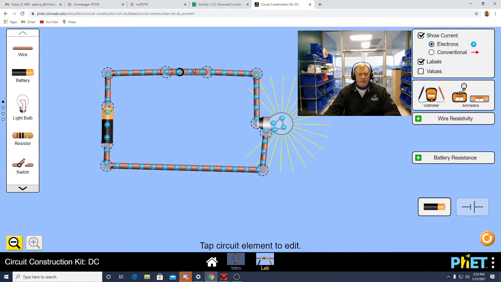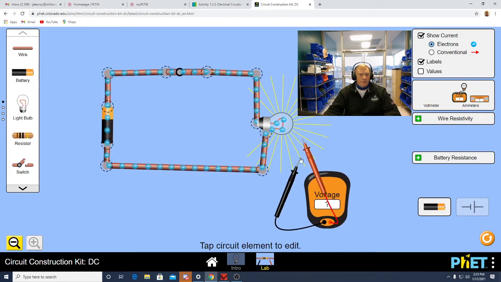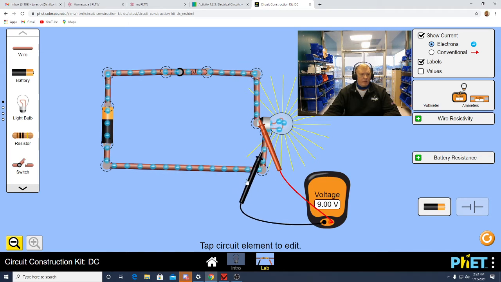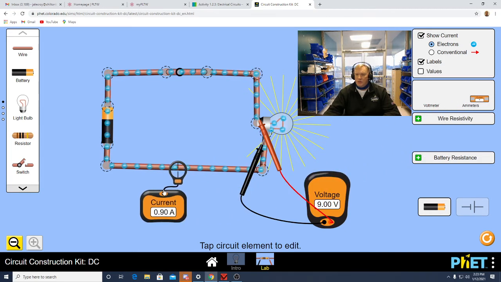On the right hand side, this is your voltmeter. Red's going to go above the light. Black's going to go below the light. When it connects up, you can see 9 volts is showing here because it's the same as the battery. If you want to know a specific current or amps, you want to put that on it. It tells you you've got 0.9 amps.